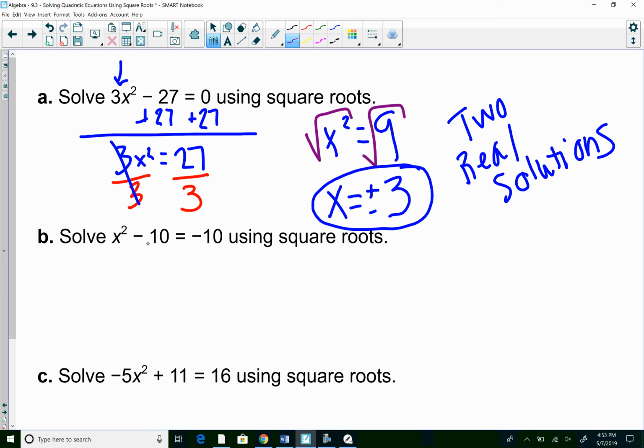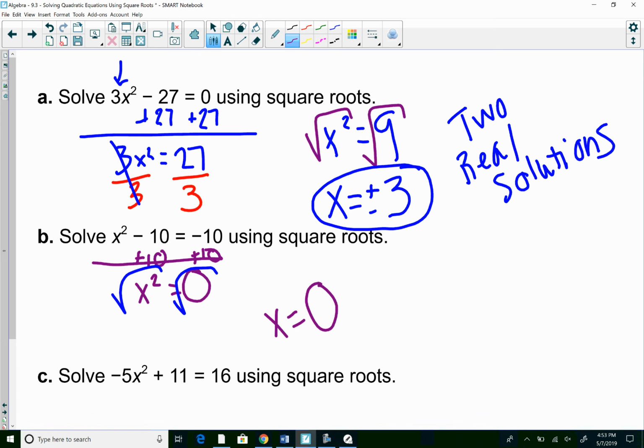Taking a look at letter B, we've got negative 10, positive 10. Again, we are just trying to isolate x, get x all by itself. Right now we've got x squared equals 0. If we continue with this process and take the square root of both sides, this just turns into x equals 0. Remember, we don't have positive and negative 0. 0 is just its own entity. So this time we just have one real solution.